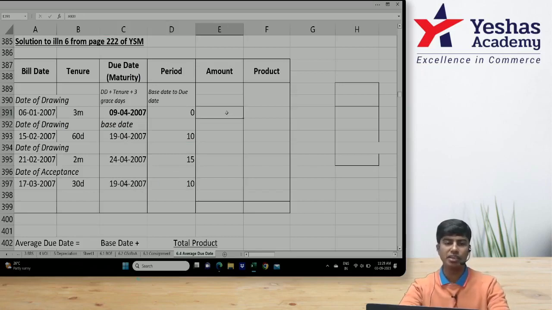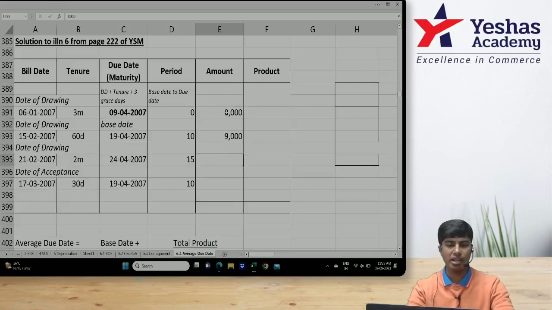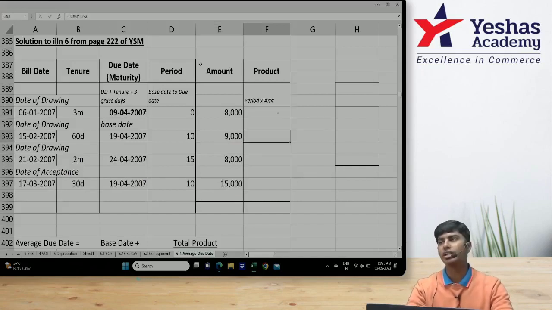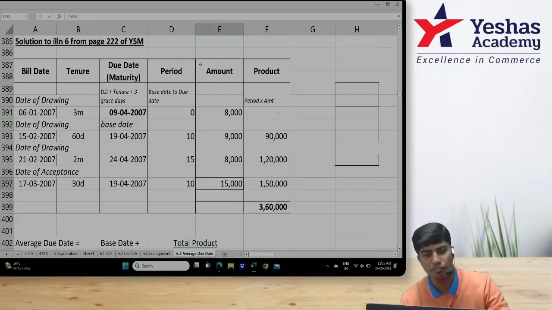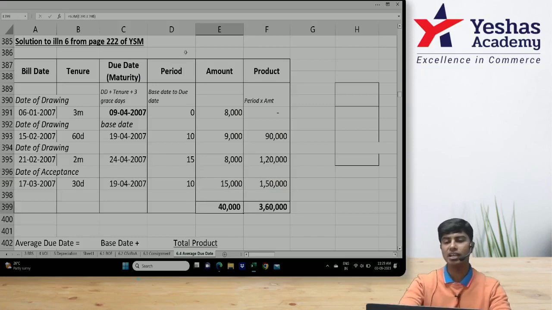So amounts are given in the question. What are the amounts? 8, 9, 8, 15. 8 into 0, 0. 9 into 10, 90. 8 into 15, 15 into 10, 1 lakh 50. 2 lakh 70 plus 90, 3 lakh 60. Here 15 plus 8, 23, 32, 40. 3 lakh 60 and 40,000.